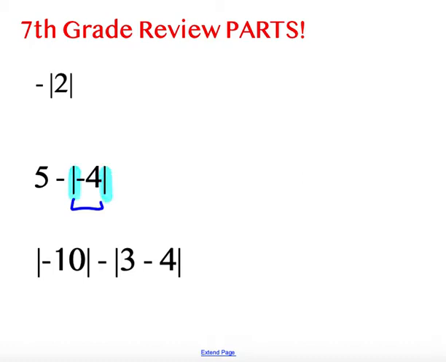This just means how far away from 0 is -4. The answer to that is going to be 4. When you're looking at an equation, you're going to have to go and simplify all of those absolute value parts before you can combine anything together.